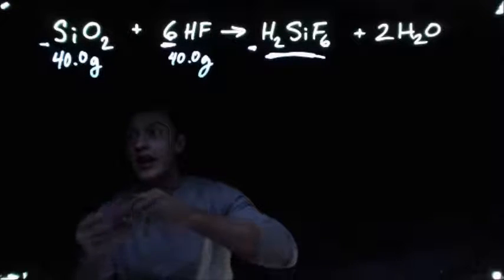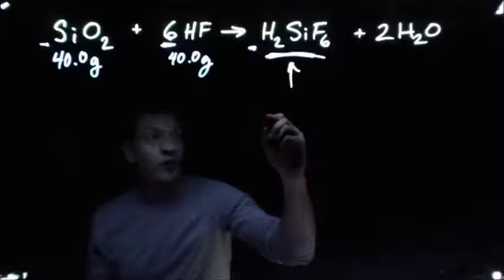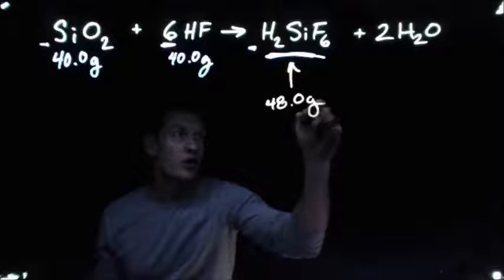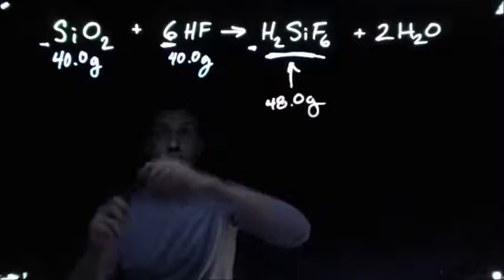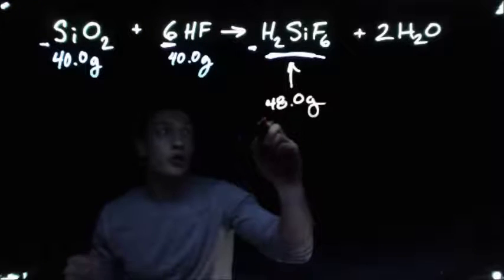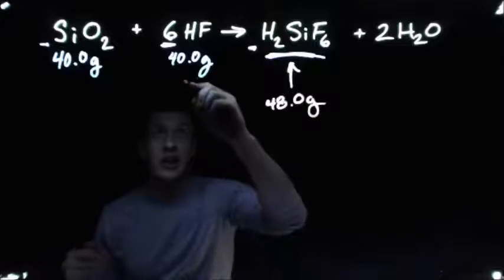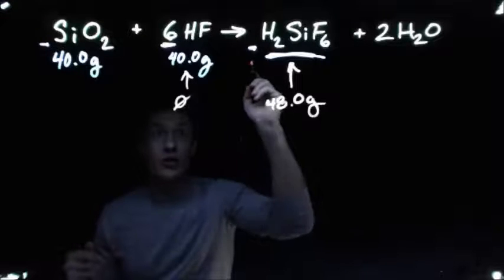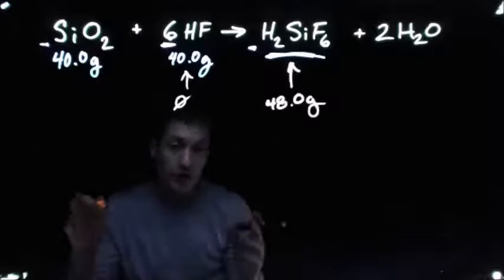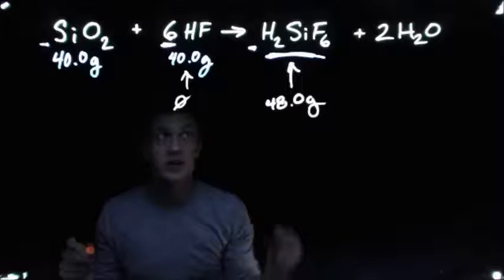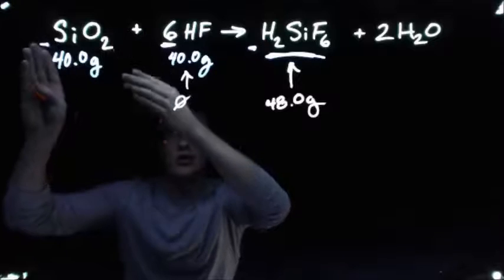So we found in part A that we are going to produce 48.0 grams of that compound. And that is going to completely exhaust the hydrofluoric acid. So at the end, there will be 48.0 grams of H2SiF6. And at the end, there will be 0 grams of hydrofluoric acid. All right, because that's the limiting reactant, so we're going to use absolutely all of it to make that quantity of H2SiF6. But how much of our excess reactant, the SiO2, will remain?